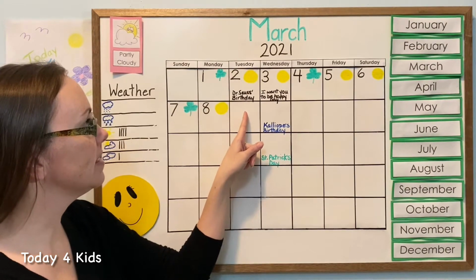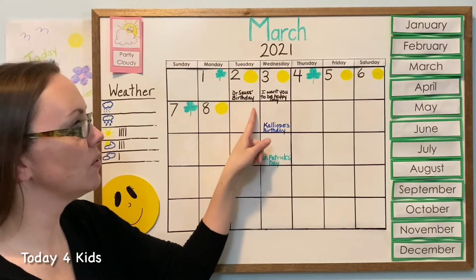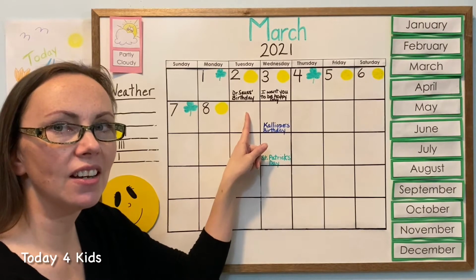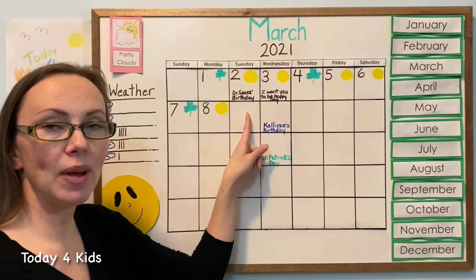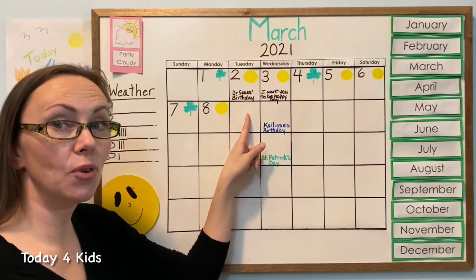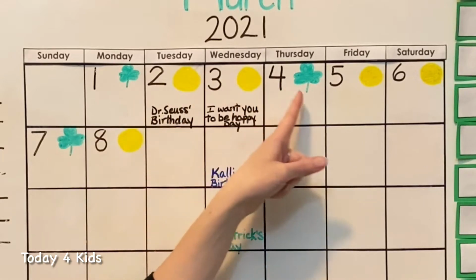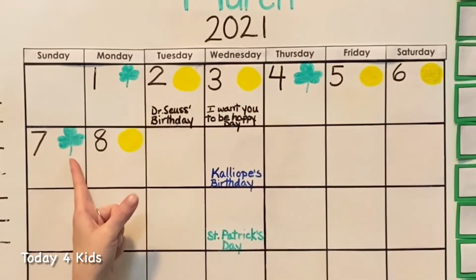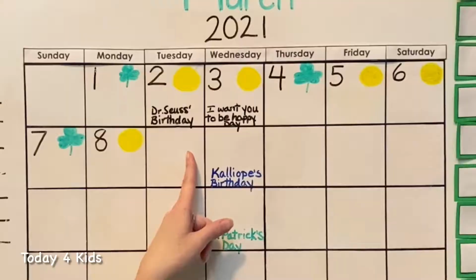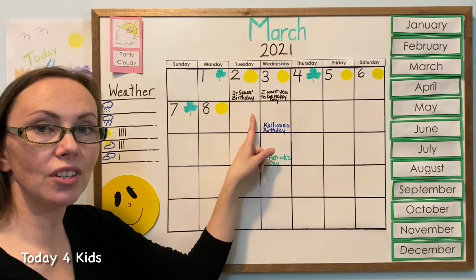So let's see. What kind of shape do you think we need to put in here today? What do you think? I hear some great guesses. Let's go back to the beginning and do our pattern together and see if we're correct. Are you ready? Green shamrock, yellow circle, green shamrock, yellow circle, green shamrock, yellow circle, yellow circle. Did you guess yellow circle?